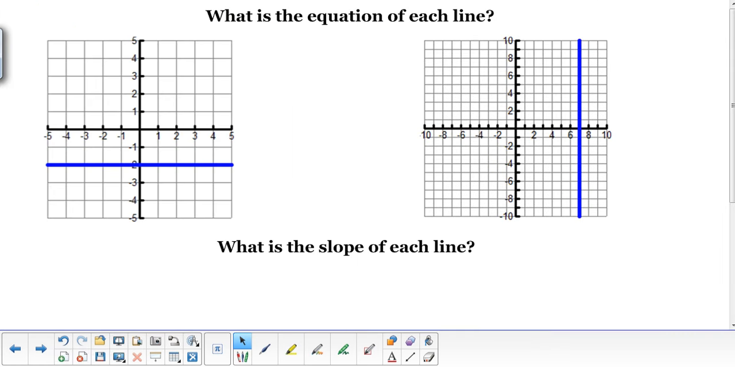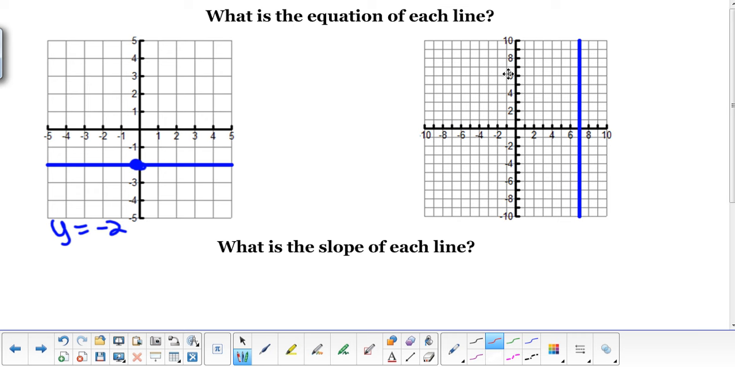So what variable is in this equation? Well, I just crossed the y-axis at negative 2. And the y stays the same, so my equation must be y equals negative 2.